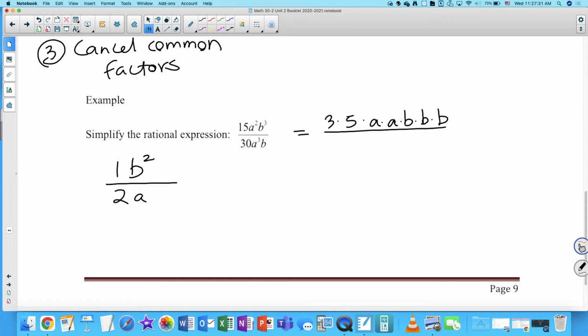30 is 2 times 15, so 2 times 3 times 5, a times a times a times b, right? And then you can do this. So if you look at what's left in the numerator, it's just b times b, which is b squared. And in the denominator, 2 times a. That's the same as 1b squared over 2a. Okay, so either way, when you have that monomial over monomial, you want to just think in terms of your exponent laws. If you have anything with more than 2 terms, you have to think factoring.